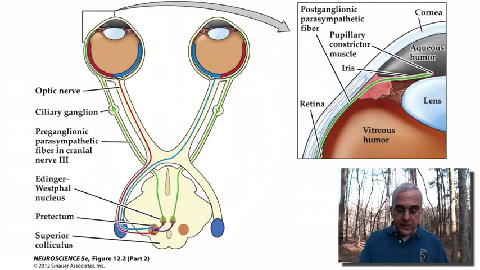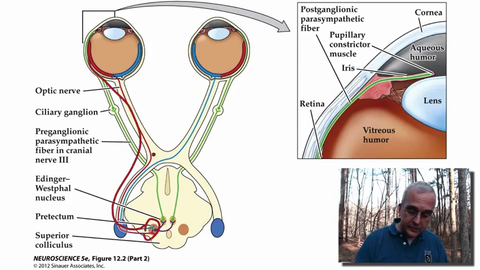So now what we see are the sensory and the motor limbs of this reflex arc. And let's first consider the sensory limb. Now, the retinas are projecting into the pretectum. And notice that the pretectum in one side of the midline is getting input derived from both retinas.